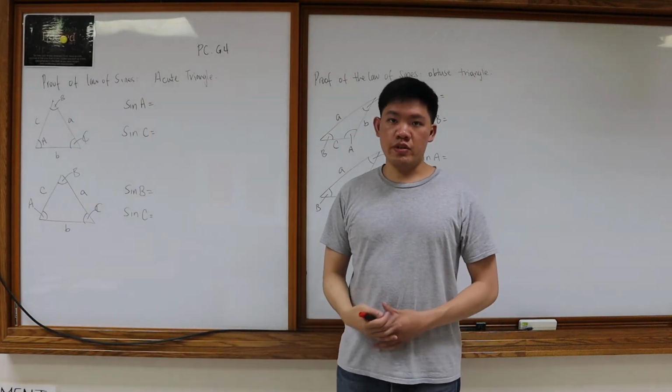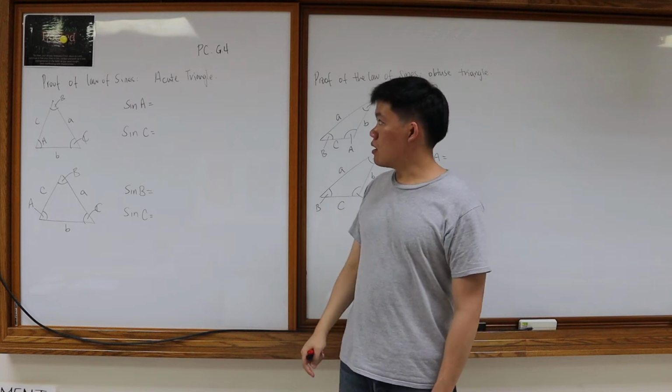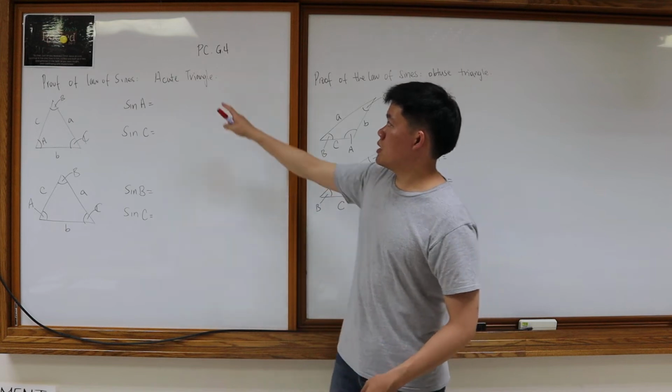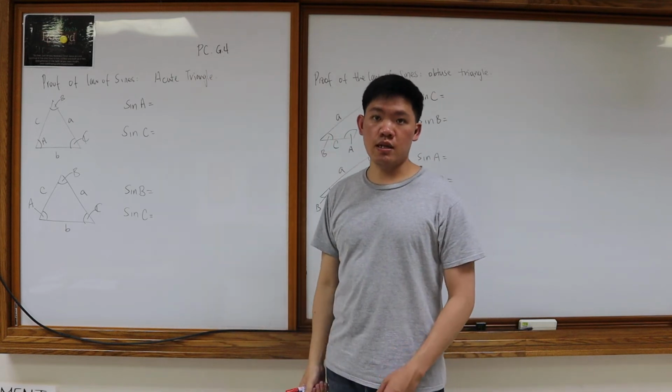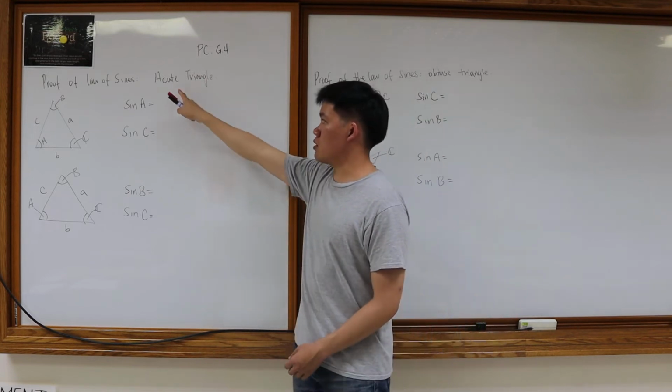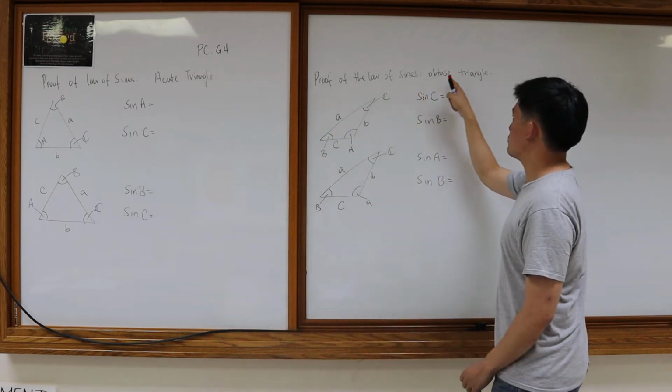Okay, so this is the next video. We're going to talk about the derivation of the law of cosines. So in other words, we're going to do the proof. So this is PC.G.4. You have to know this for the test. Okay. So we're going to prove it from two different situations. The first one's going to be the acute triangle, and the other one's going to be the obtuse triangle.